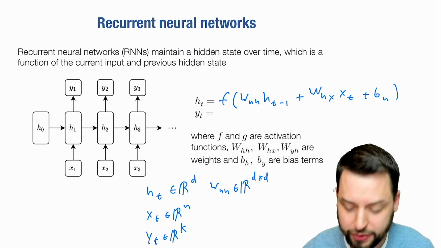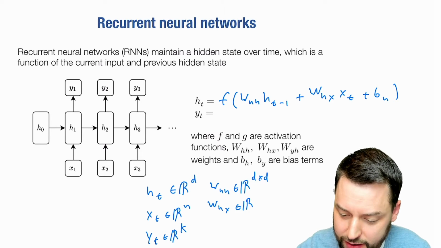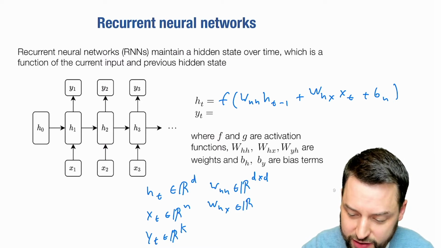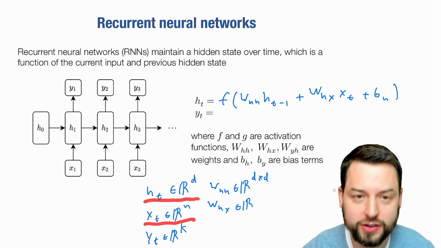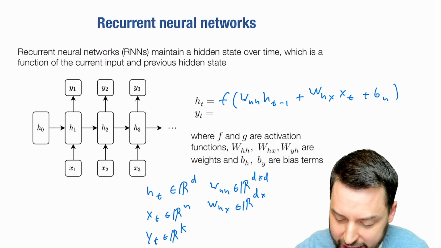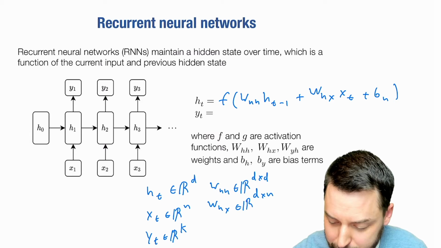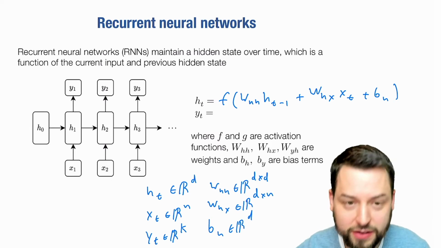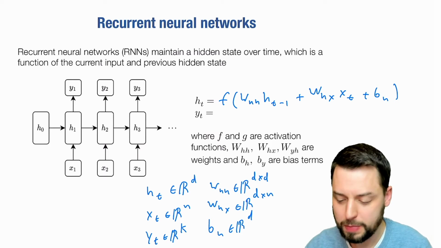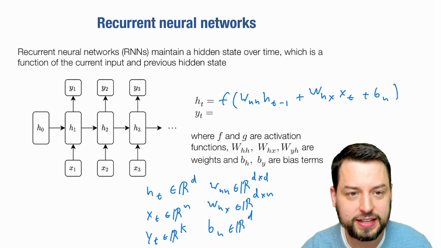W would be a D by D matrix. WHH would be a D by D matrix. WHX has to map N-dimensional inputs x to the D-dimensional hidden state, so that has to be a D by N matrix. And BH would of course then be a D-dimensional vector. So that's our state update for the hidden state.